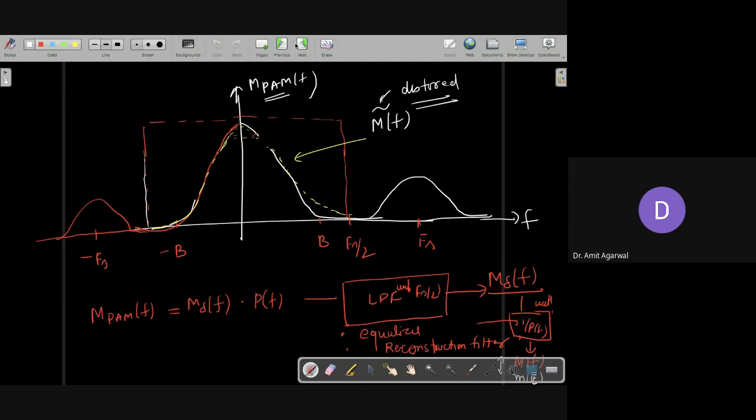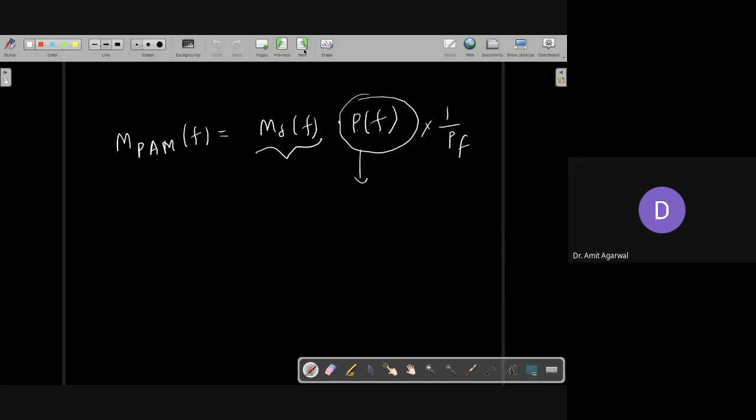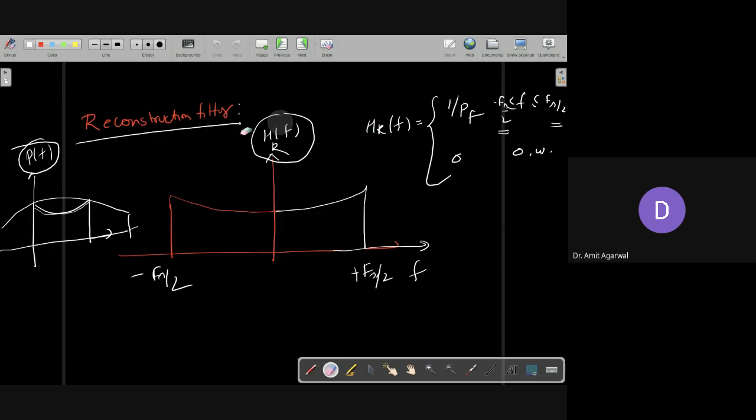So you can pass it through a low pass filter, and then you can reverse the effect of PF by multiplying it with an equalizer or reconstruction filter of frequency response 1 upon PF, not impulse response. Frequency response is equal to 1 by PF. So it is just for understanding. Pictorially, the response of your reconstruction filter would look like this.